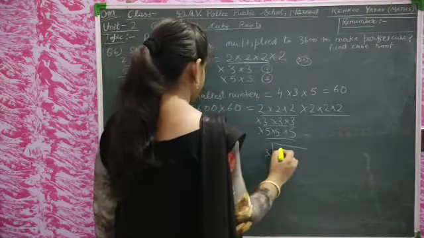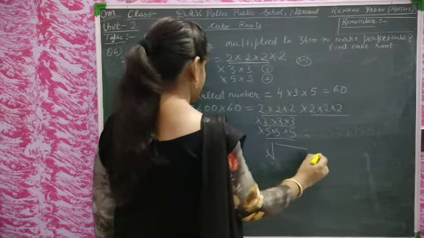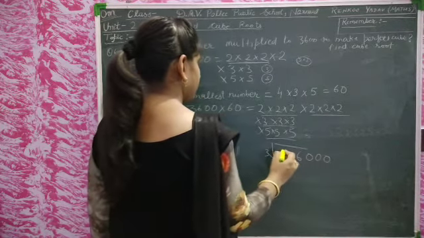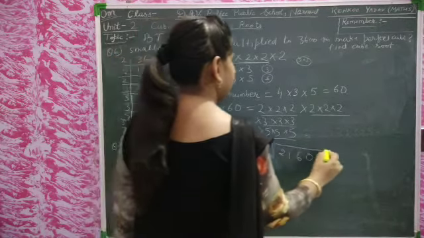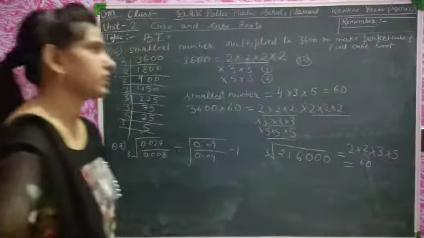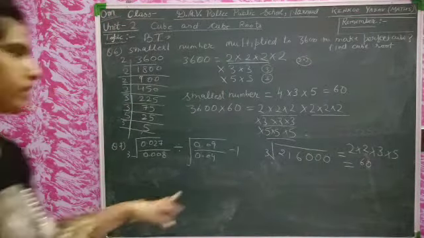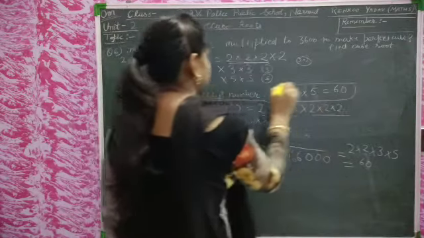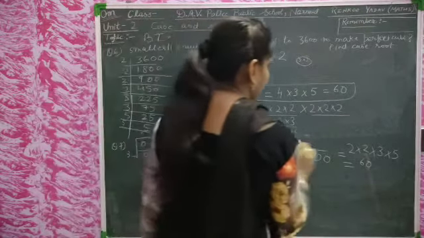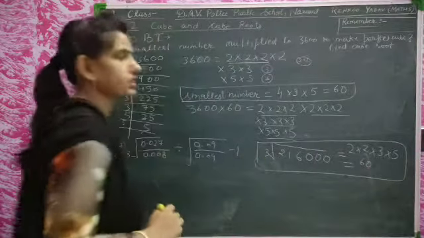Cube root of this is equal to 2 into 2 into 3 into 5, which must equal 5 3s are 15, 15 2s are 30, 30 2s are 60. It's the cube of 60. The cube root of it is 60, and 60 is also the smallest number. This is the answer, and the cube root of this number becomes this.